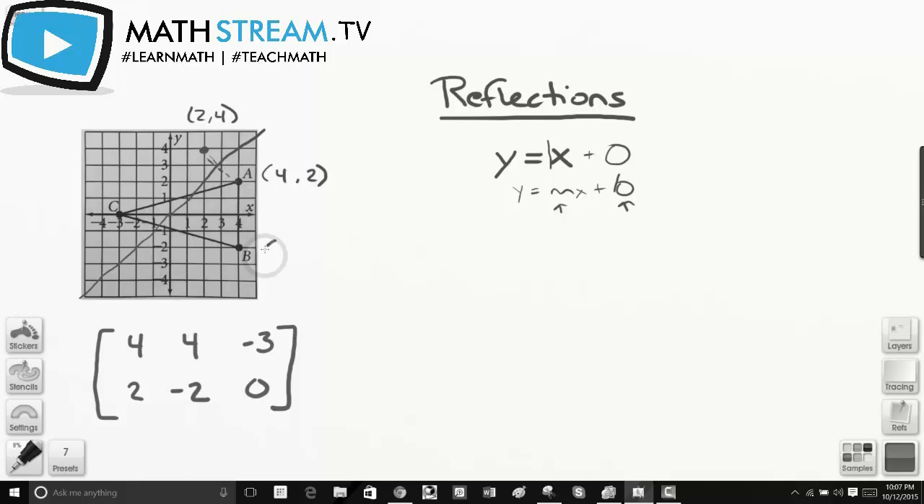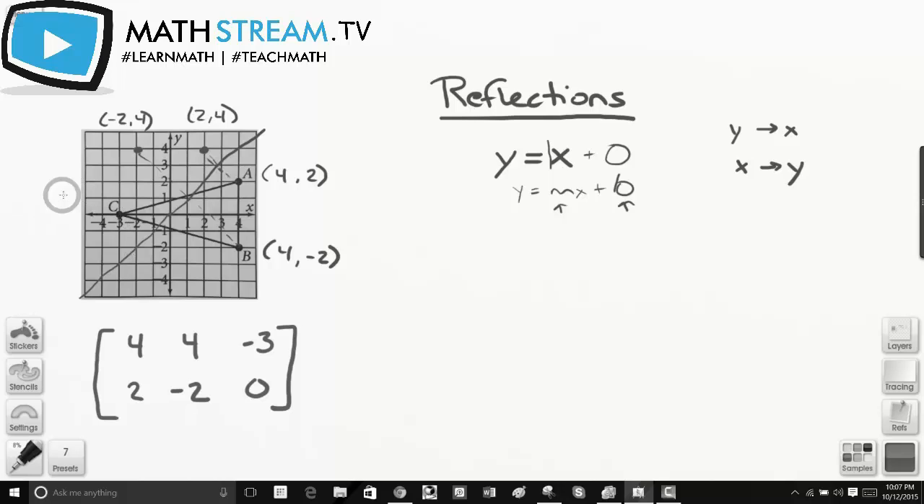Same thing with B. We know that B is 4, -2. So let's find the point -2, 4. Where is -2, 4? That would be over here. Again, why am I doing this? Because I know that a reflection in y equals x means that I'm making y equal x, and I'm making x equal y. So I would move that over there. And if you check, that's a nice perfect reflection across the diagonal line.